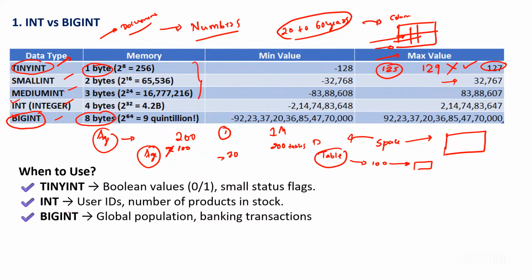Now you have something like user ID, or number of stocks. You know that it might go up, it might come down. So based on that, go and select your integer or bigint.